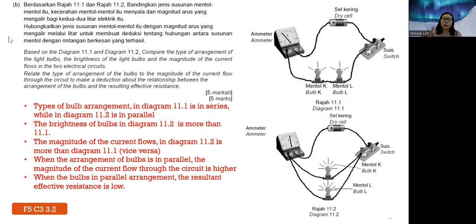So this is how you write the answer, write in point form. So just now I briefly guided through already. So this is the proper way of writing it. Type of bulb arrangement in diagram 11.1 is in series, while in diagram 11.2 is in parallel. The brightness of bulbs in diagram 11.2 is more than 11.1, or brighter, we normally use the term brighter. Then the magnitude of current flow in diagram 11.2 is higher or greater. Then next point, when the arrangement of bulbs is in parallel, the magnitude of current is higher. When the bulbs are in parallel, the effective resistance is lower.